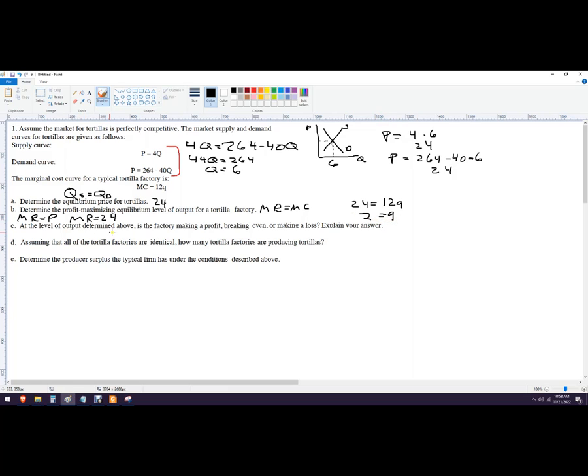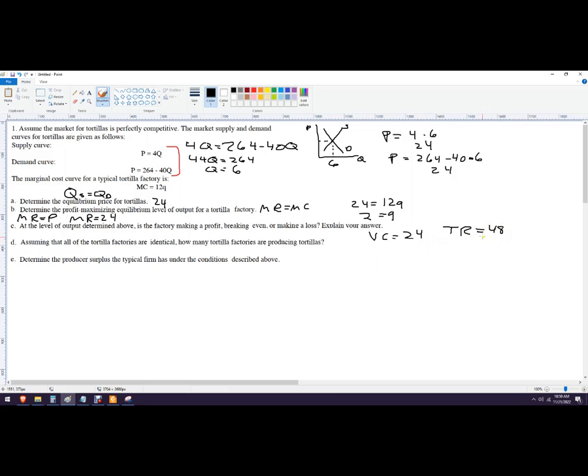At the output level determined above, which is 2, is the factory making a profit, breaking even, or earning a loss? Explain your answer. We don't really know, because we don't know their fixed costs, so we can't say whether they're earning a profit. We can say their variable costs are the quantity, 2, times 12, so the variable cost would be 24. If they had no fixed costs, their total revenue would be 24 times 2, which is 48.